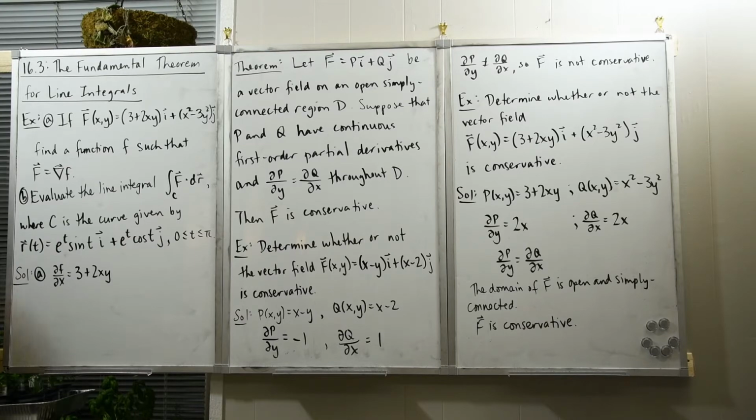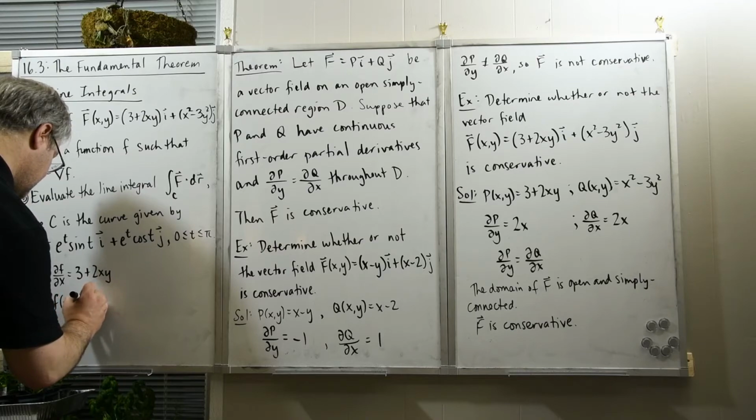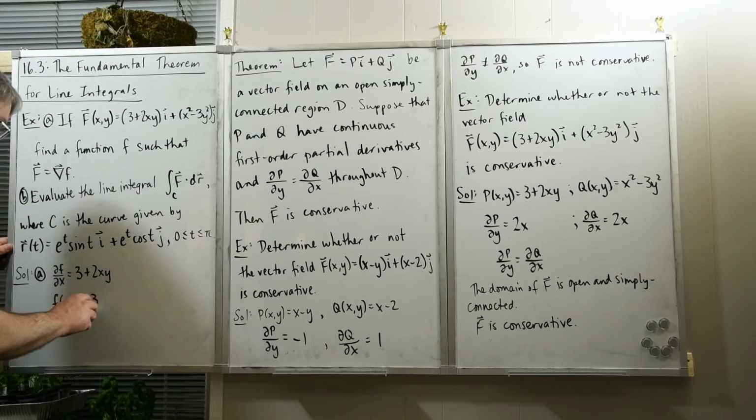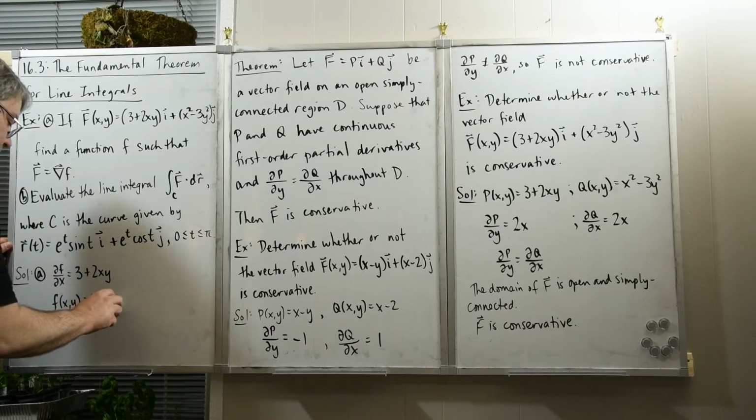And so if we want to get a basic form for little f, then what we can do is integrate this thing with respect to x. And we'll get a basic form for f of xy. If you integrate the 3, you would get 3x. Integrate the 2xy, you get an x squared y.